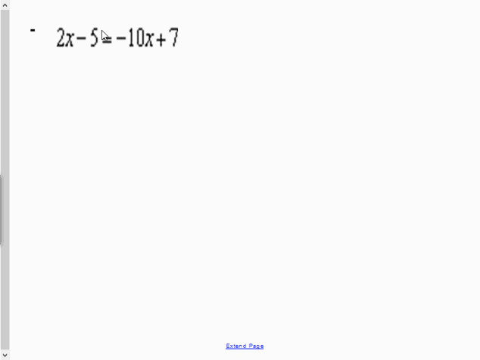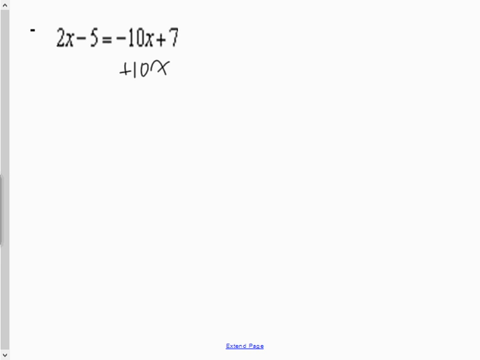And when they start that way, you were told the easiest thing to do was get rid of it on one side of the equation first. Don't worry about your constants first. Get rid of x on one side of your equation. And typically, the easiest thing to do is remove it on the side that has the least amount. In this case, -10x is the least amount.